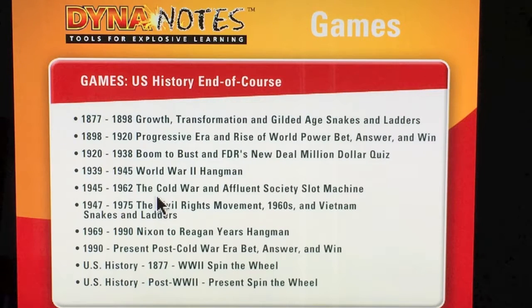The second button starts the DynaNotes computer games. Remember from the pacing chart that the computer games are typically assigned in the summary lesson or the last lesson of each time frame or era. So for example, 1898 to 1920, the Progressive Era and Rise of World Power, has a game called Bet, Answer, and Win.